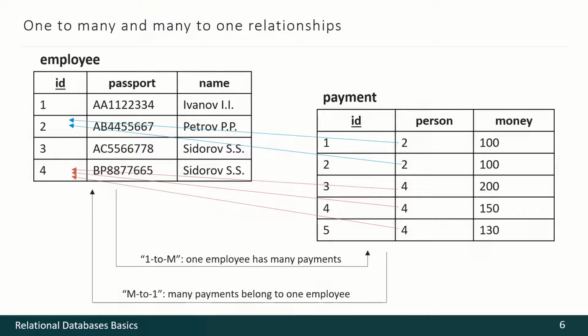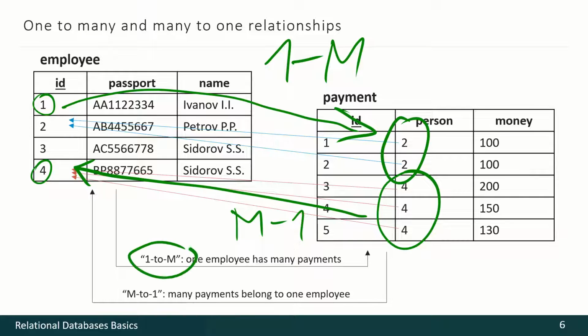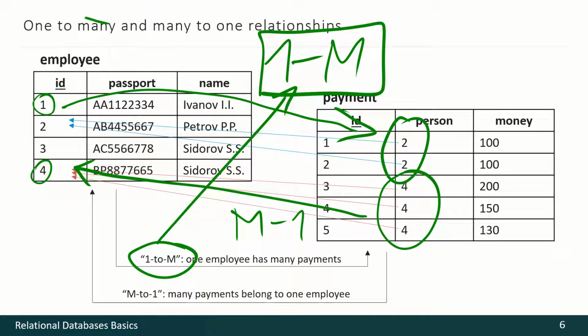Here is the same example with data. If we think that one employee has several payments, this is a one-to-many relationship. If we think that many payments belong to one employee, this is many-to-one. But generally it's the same relationship, so that's why one-to-many and many-to-one relationships are the same.